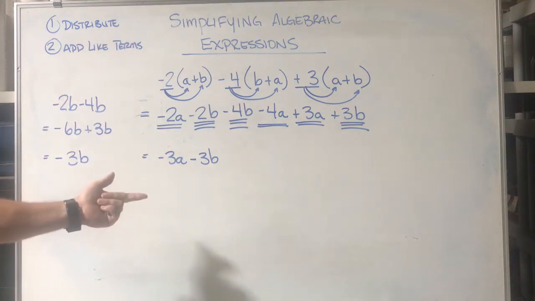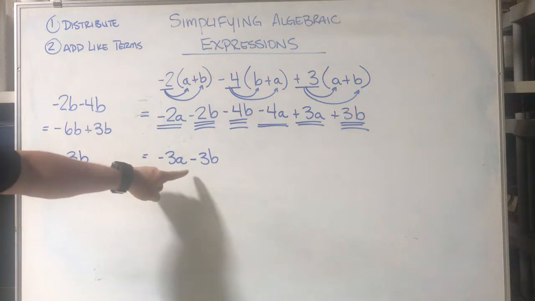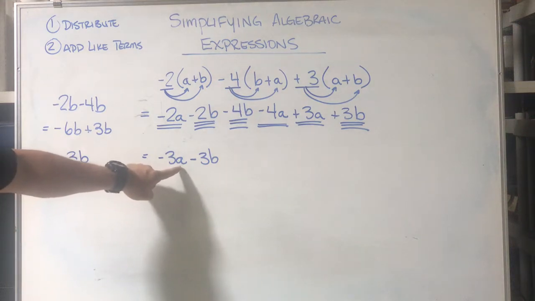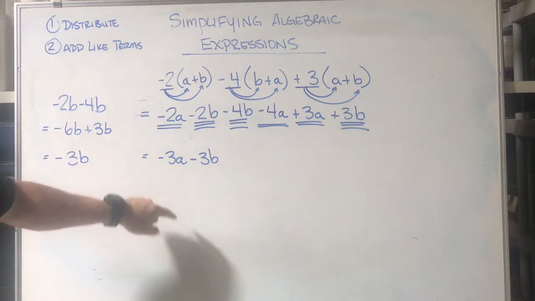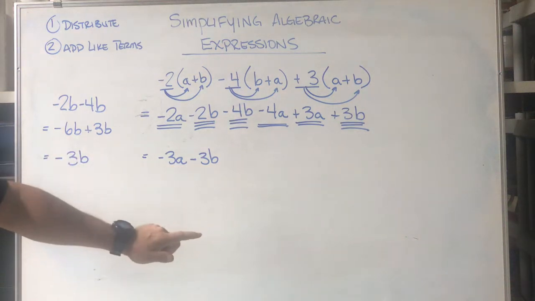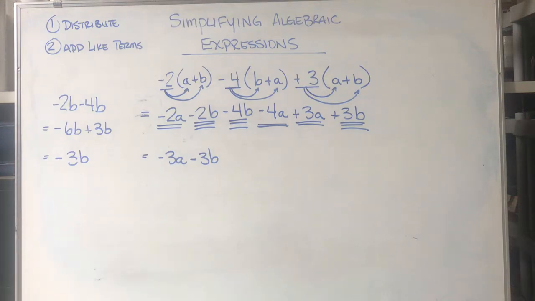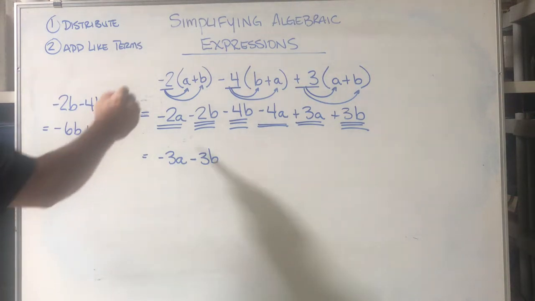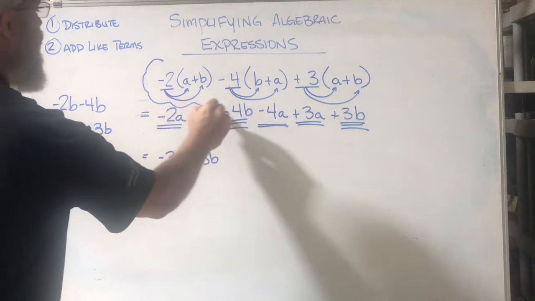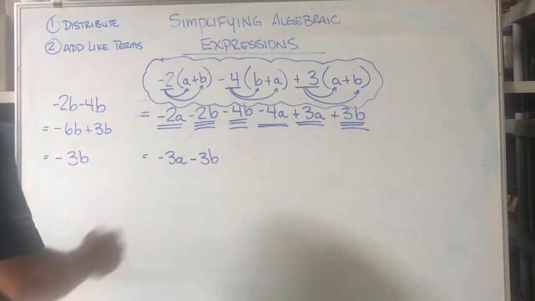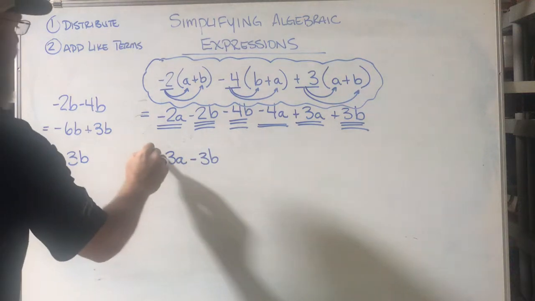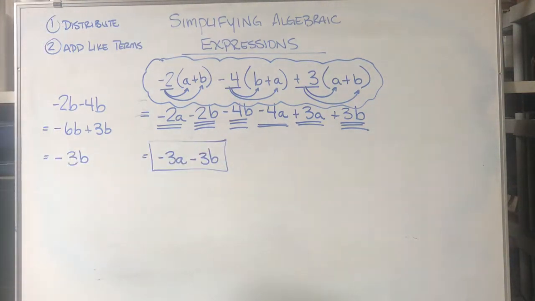Now, can we go any further than that? No, we can't. All right? We can't go any further because our terms are not like. I can't add those together, so I am done. I can't do anything more with that. Okay? So that is the answer. So this whole big guy right here is the exact same thing as this little guy.